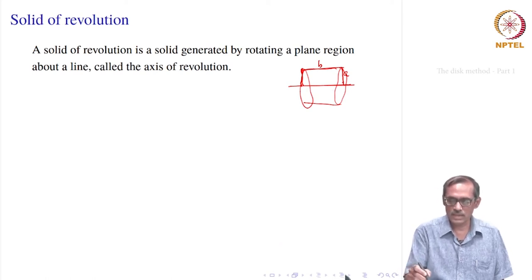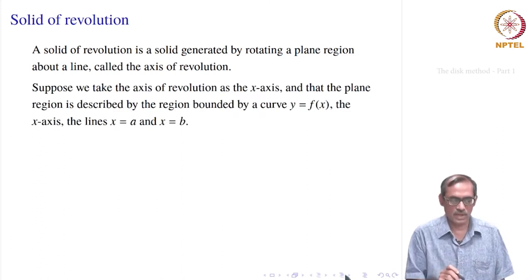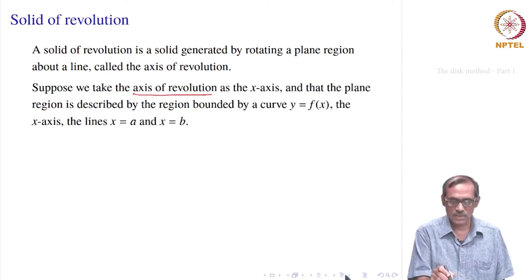Similarly, it need not be a rectangle. It can be some type of planar region, and the straight line may not be intersecting or even touching that planar region. It can be somewhere else, and we will see how, if you revolve the area around this line, you would get a solid of revolution. And then we want to compute the volume of such a solid. Once you have a solid obtained by revolving a certain planar region around a certain line, how do we go about computing its volume? That straight line is called the axis of revolution.